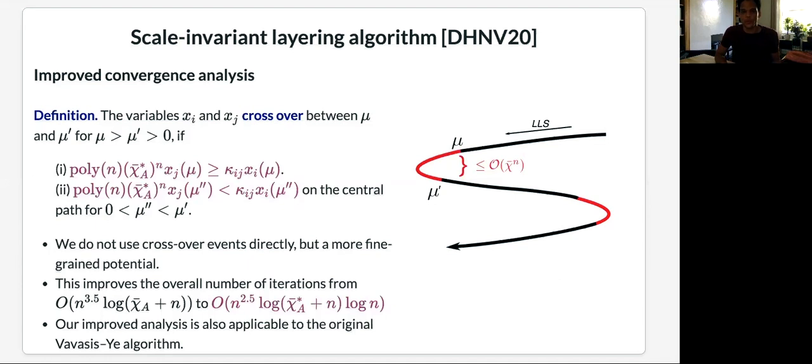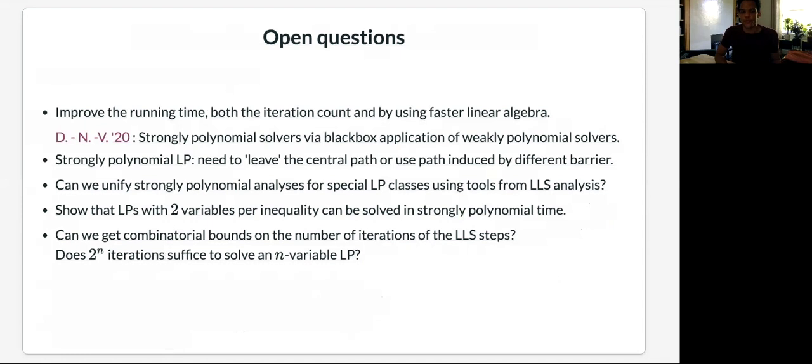Let me conclude with a few open questions. One open question would be the improvement on the running time of our algorithm. Note that I didn't make a statement of the total runtime, but just the iteration complexity. But with the recent progress for weakly polynomial solvers, we should be able to apply them directly to our algorithm to obtain fast runtimes as well.